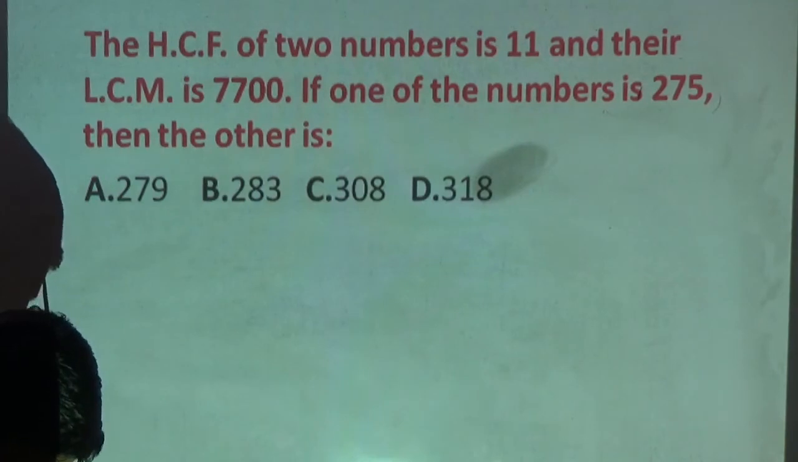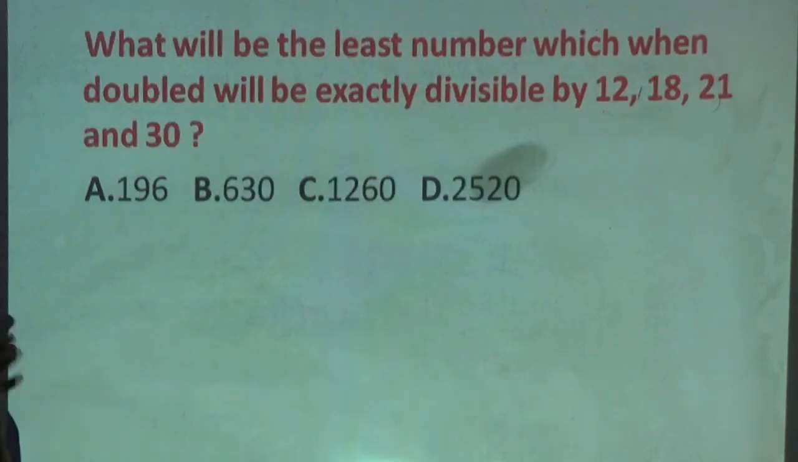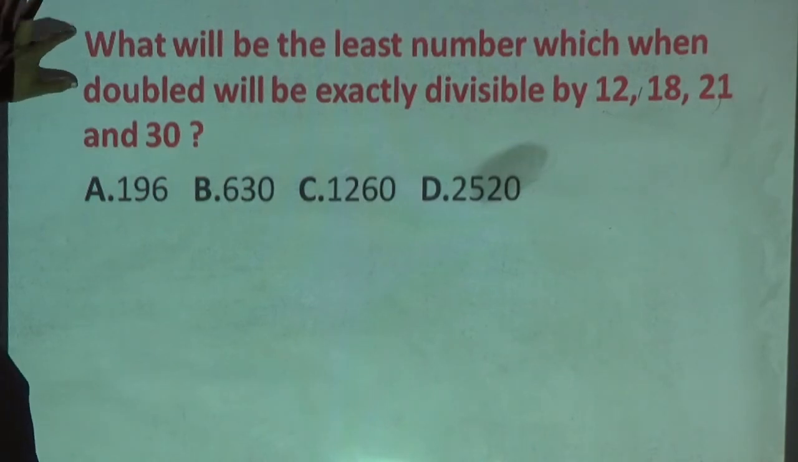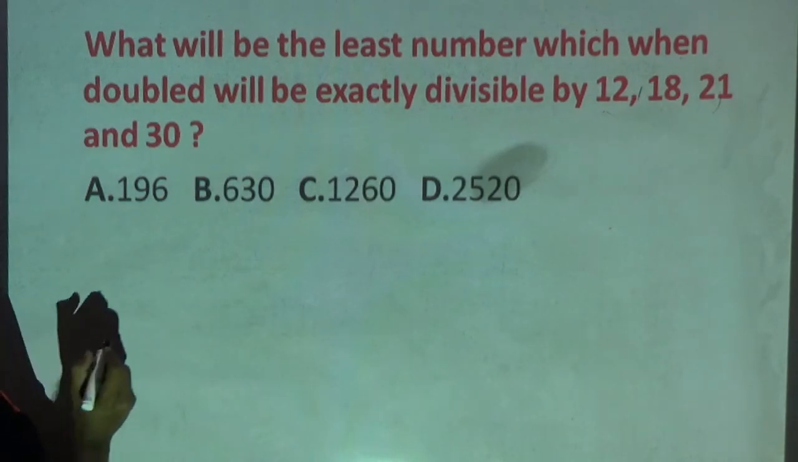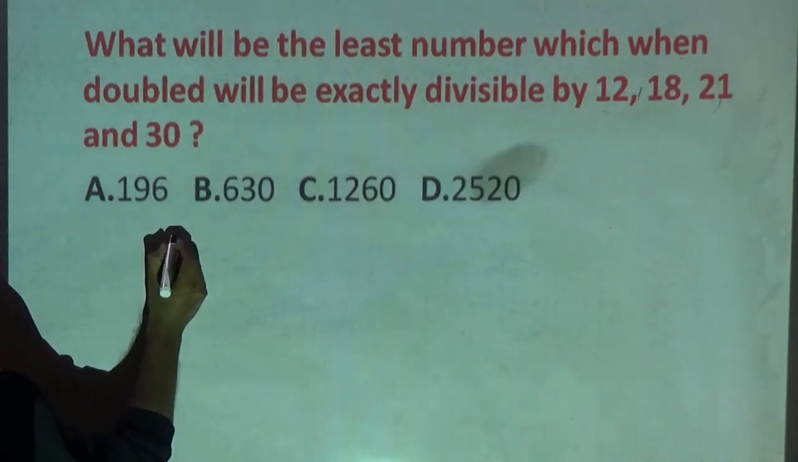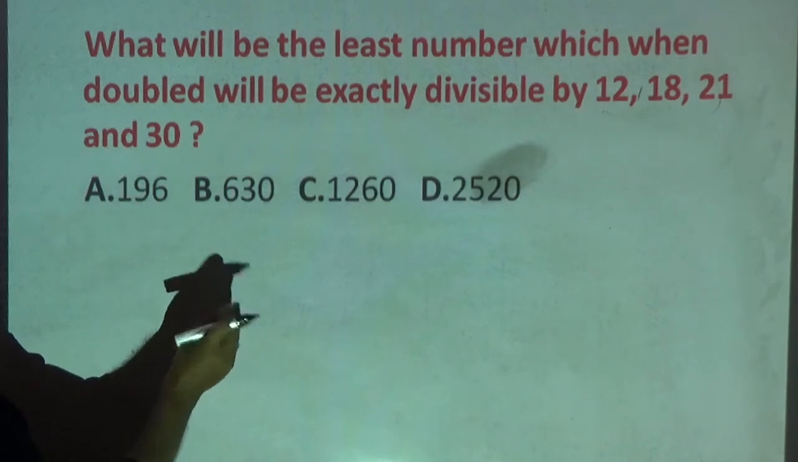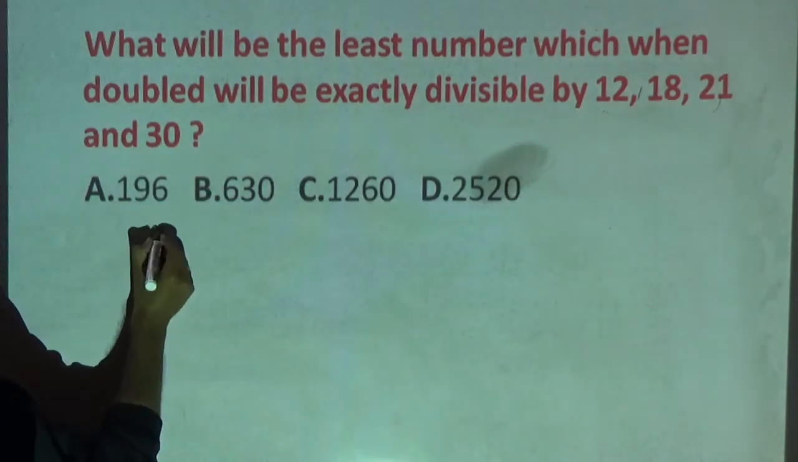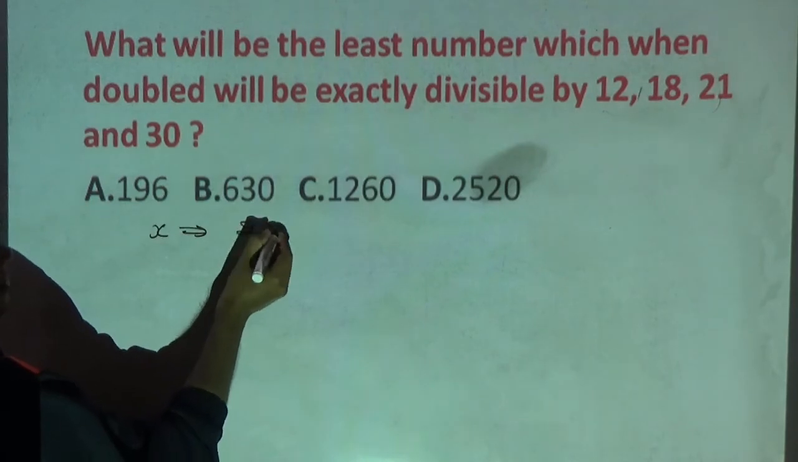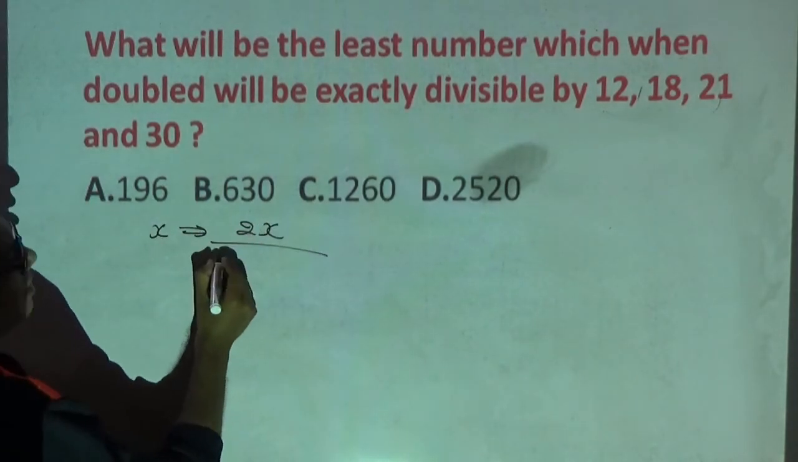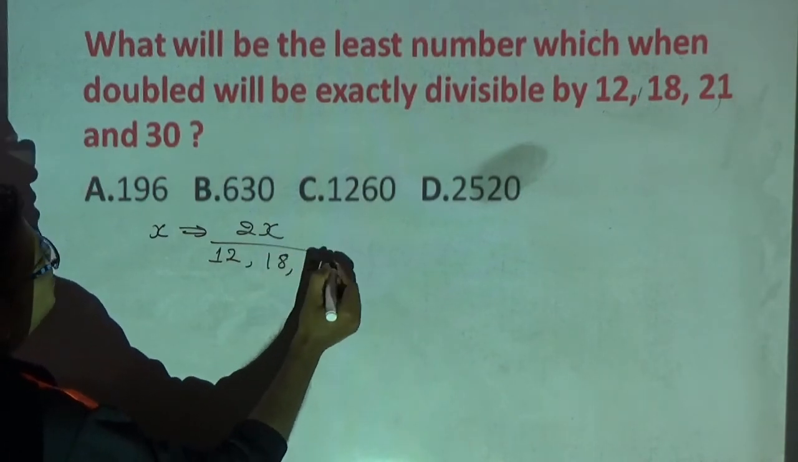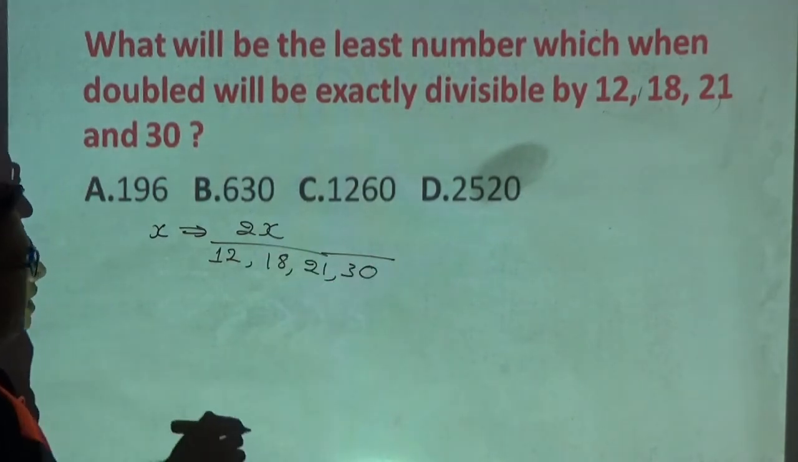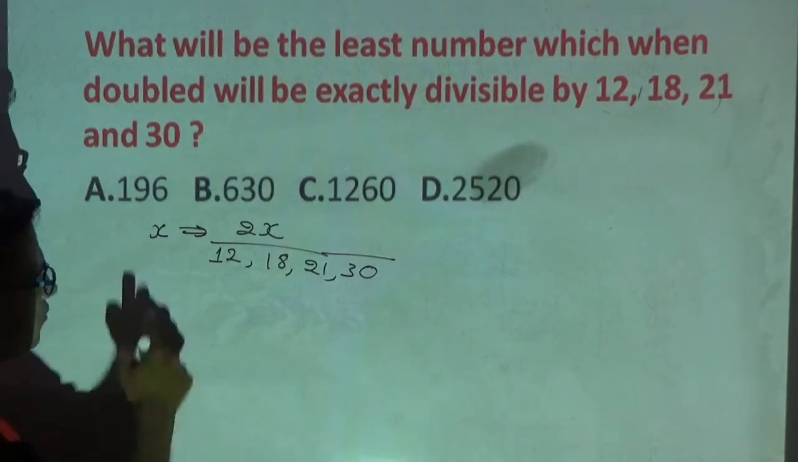Next problem. What will be the least number which, when doubled, is exactly divisible by 12, 18, 21 and 30? So let the number be x. The number itself is not divisible, but if you double it, then only it is divisible. It is divisible by 12, by 18, by 21, and also by 30, only if you double this.